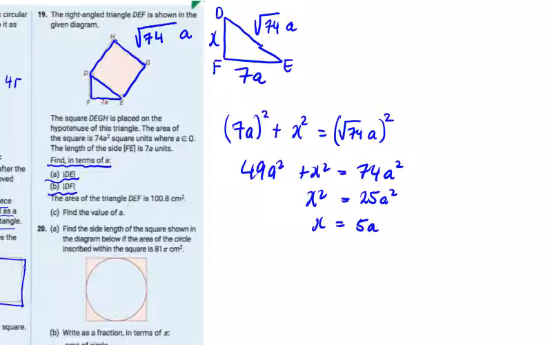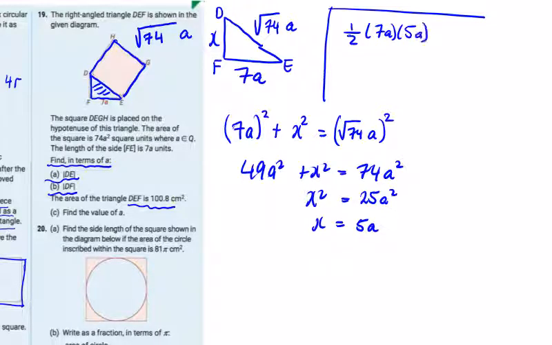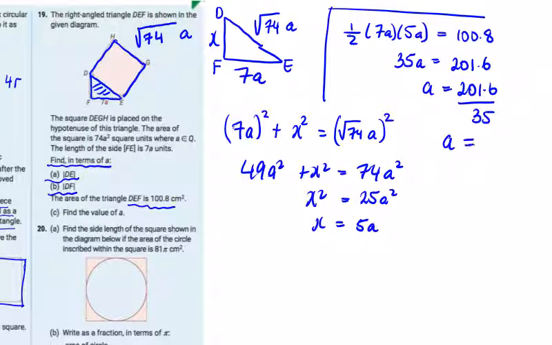Then we're told the area of DEF is 100.8. Find the value of A. I'll do it up here. So the area of DEF, which is the triangle, is half the base by the height: half the base of 7A by the height of 5A is equal to 100.8. So we can say here that 35A squared is equal to 201.6. So A squared is equal to 201.6 divided by 35. Don't forget your squared.